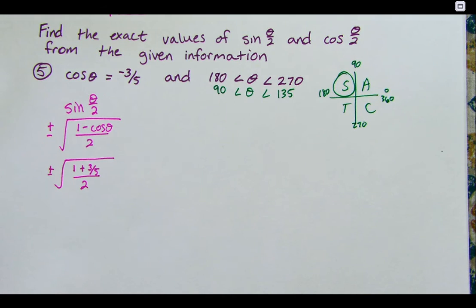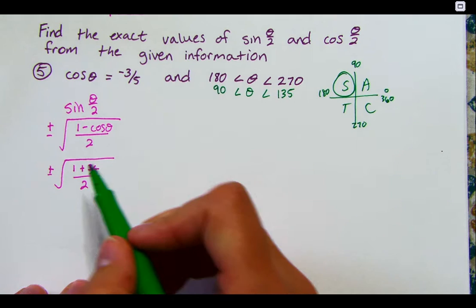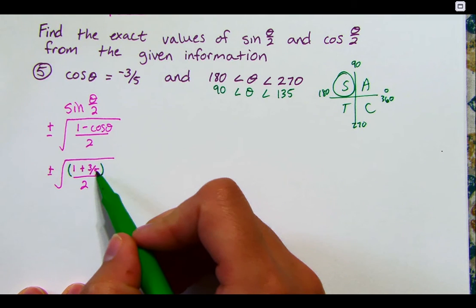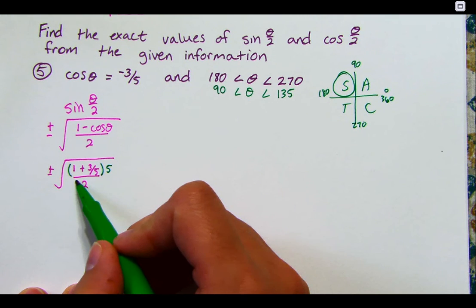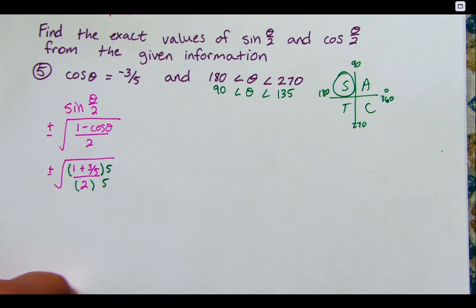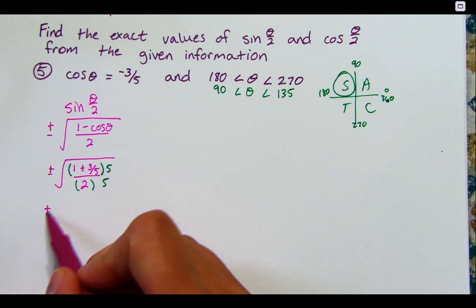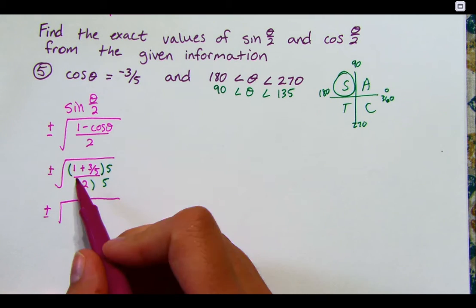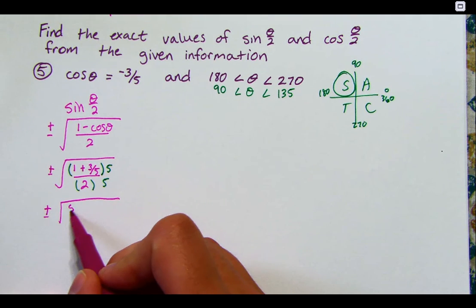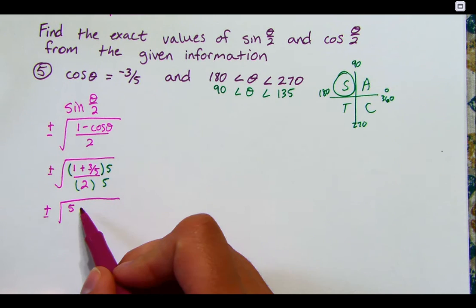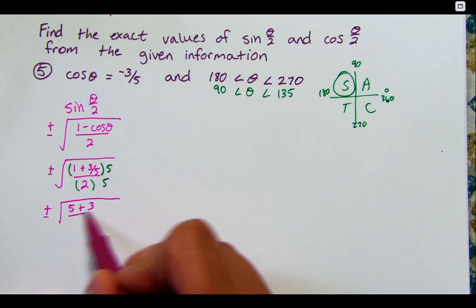So if I'm subtracting a negative, it becomes a positive. Okay. And then now I need to get rid of those fractions within fractions. So to do that, we're going to multiply the top part by the denominator of this term. So I'm going to multiply everything by 5. And then I have to do the same thing to the denominator. So plus minus square root. So if I distribute, 5 times 1 is 5. 5 times 3/5 is 3. And 2 times 5 is 10.